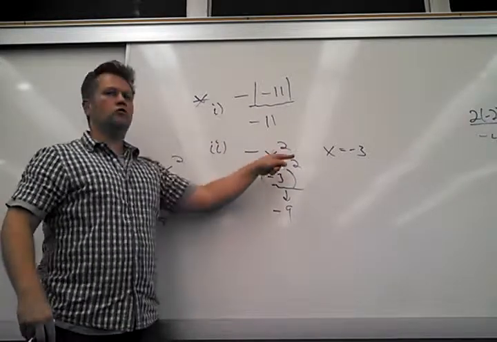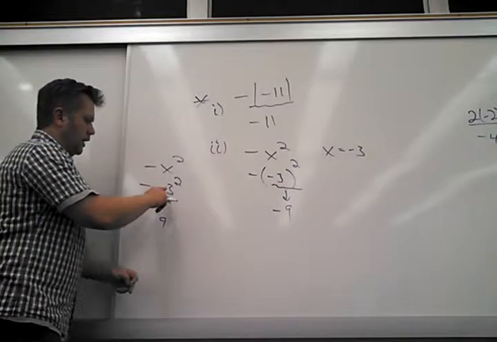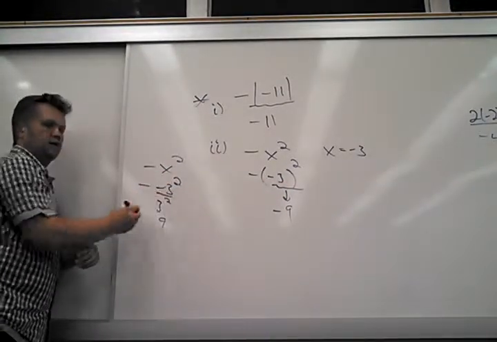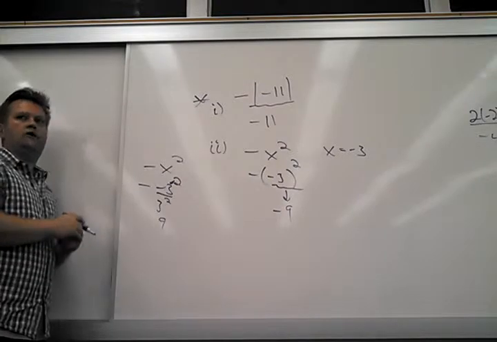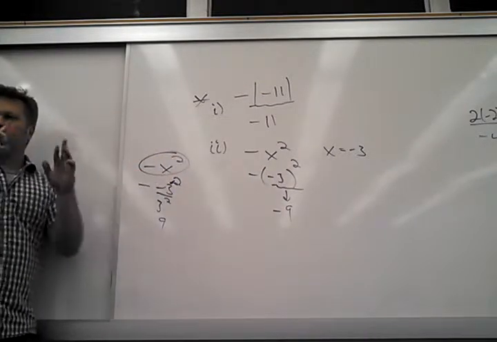I have to have those parentheses. So the square goes to the whole x. If I don't have the parentheses, am I squaring the whole x? No. I'm just squaring the 3 part of x. I'm not doing what this says to do, which is square x.